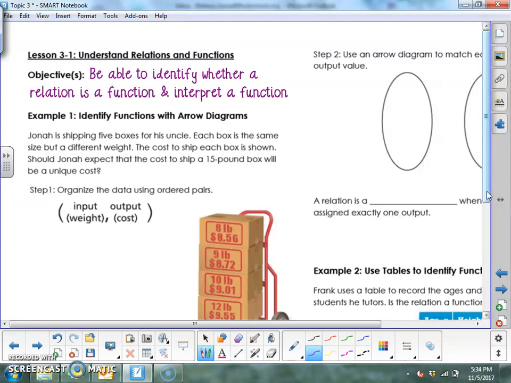So for this first example, Jonah is shipping 5 boxes for his uncle. Each box is the same size but a different weight. The cost to ship each box is shown in the diagram. Should Jonah expect that the cost to ship a 15-pound box will be a unique cost?